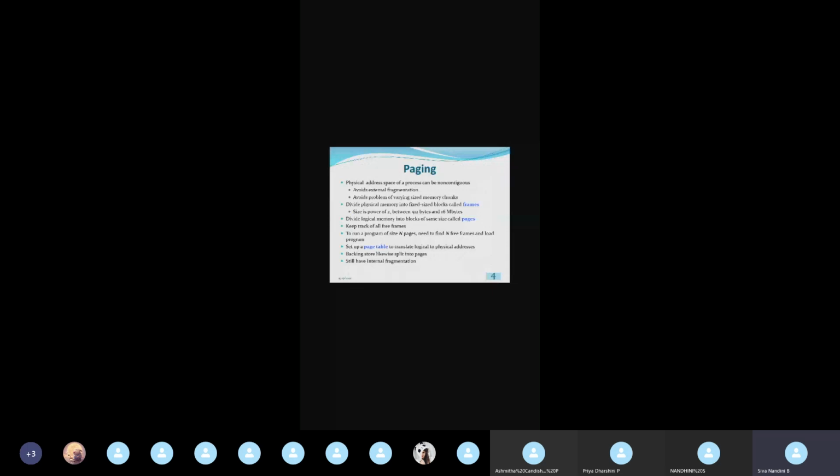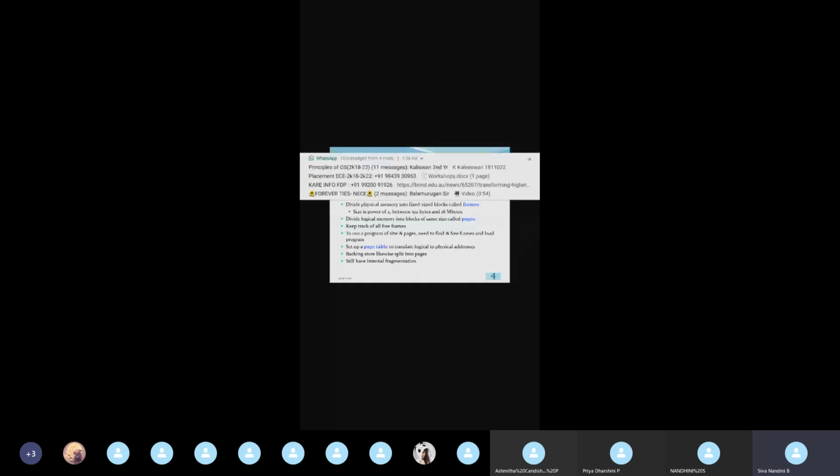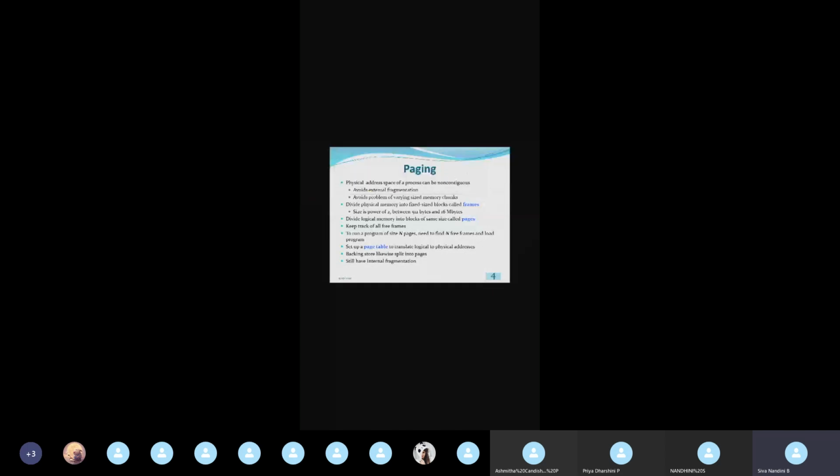So all these we saw in main memory. This physical memory we have seen as main memory. Similar to the main memory, our backing store, that is the disk storage, the secondary storage device, will also be divided into pages. But still we'll be having the problem, that is internal fragmentation.